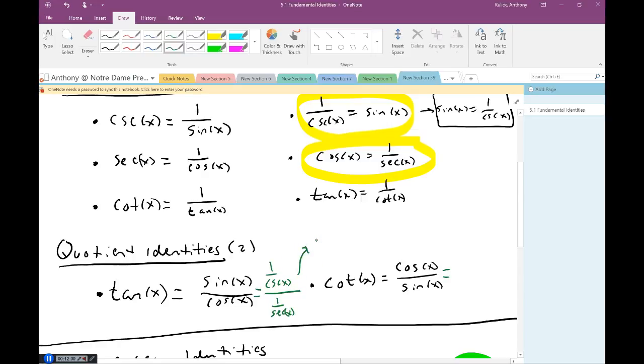And then this is really a division of fractions problem, right? I have 1 over cosecant divided by 1 over secant. And you remember dividing fractions, that's as easy as pie. You flip the bottom and multiply. And that gives me secant over cosecant, which I think is also what's on the sheet.